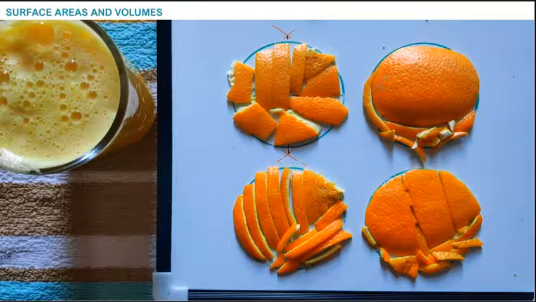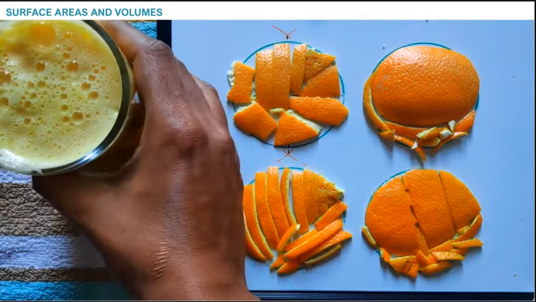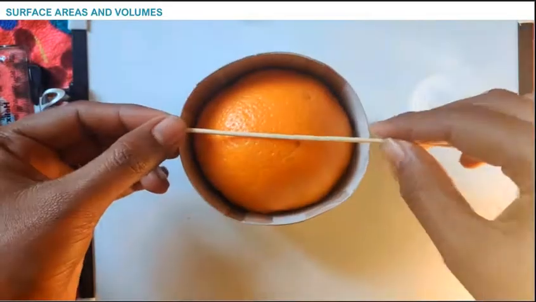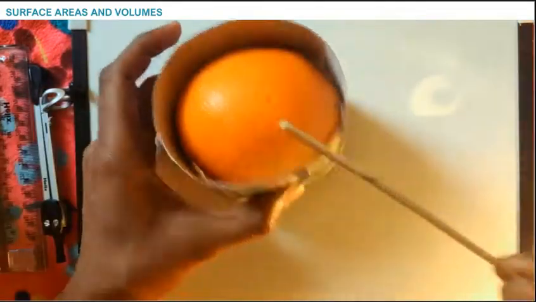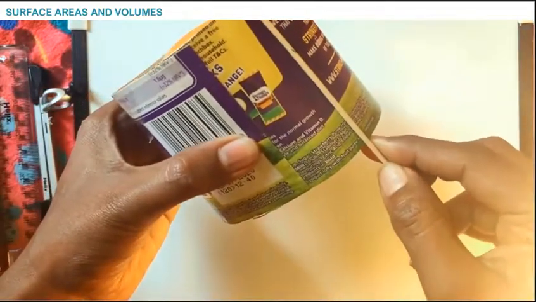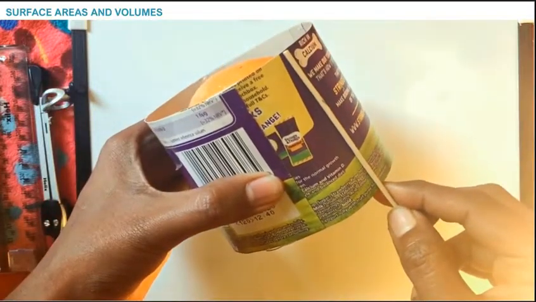Let's move into the next method. We'll discuss further on that. Let's measure the diameter of the cylinder and the height of the cylinder. Now we can see both are equal.